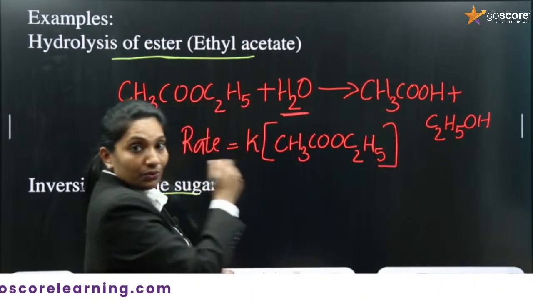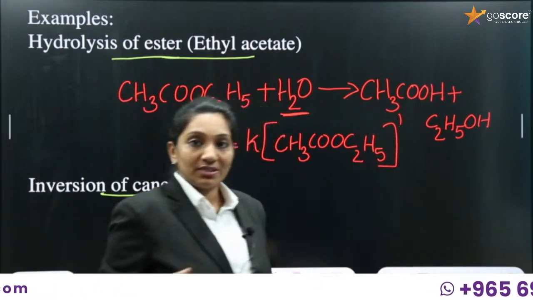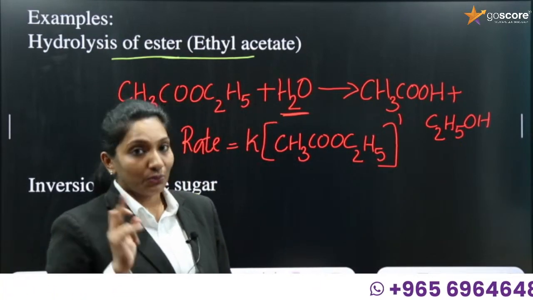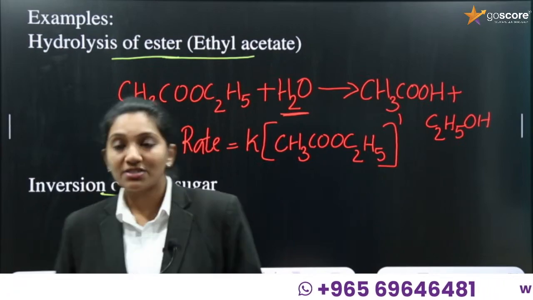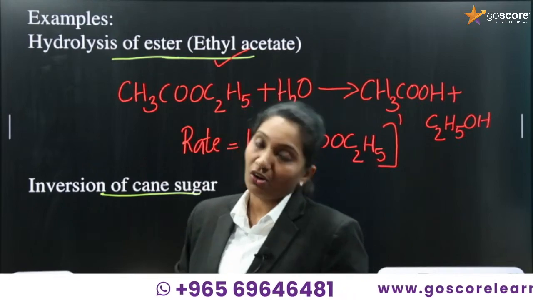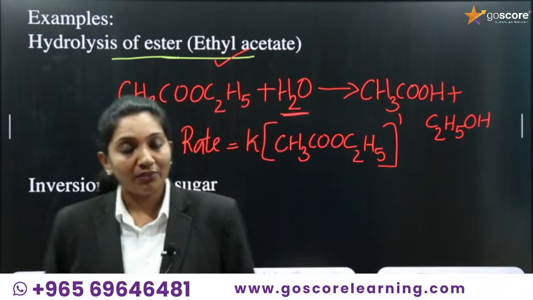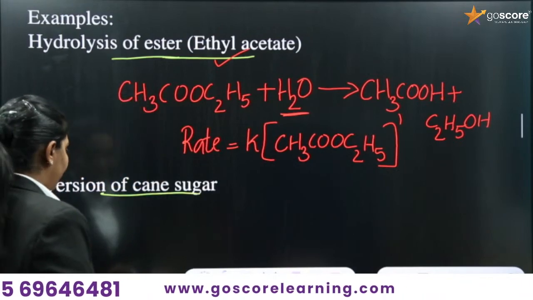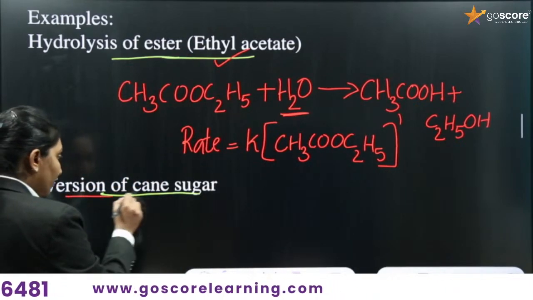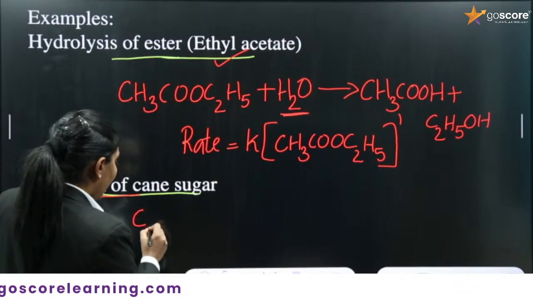Okay, so the order, the exponent, is 1, so this is a first order reaction. So the first example for a pseudo first order reaction is the hydrolysis of ester, or hydrolysis of ethyl acetate. Okay, now we can see the second example, that is the inversion of cane sugar. What's the formula for cane sugar?